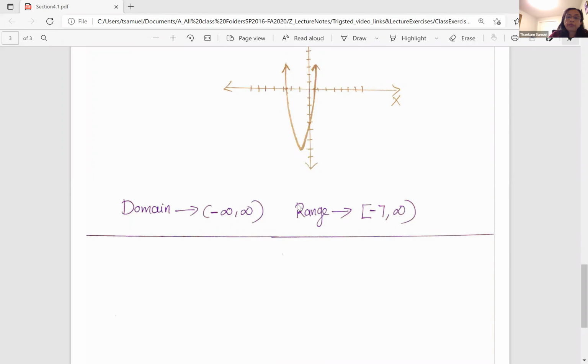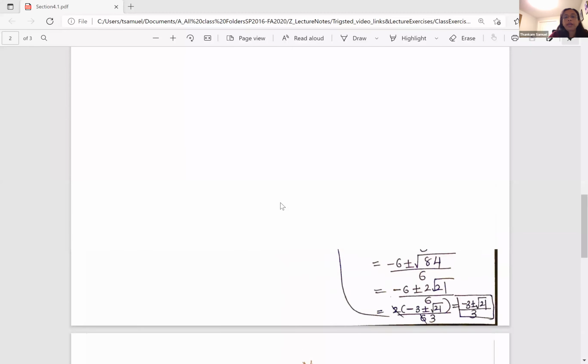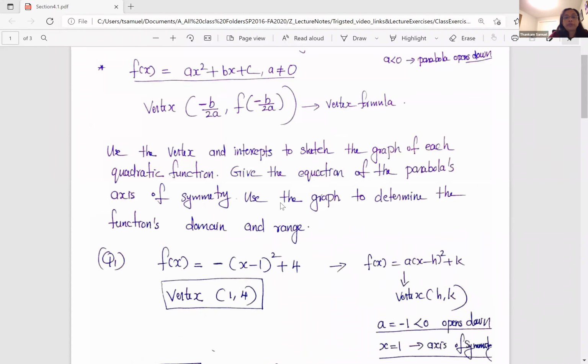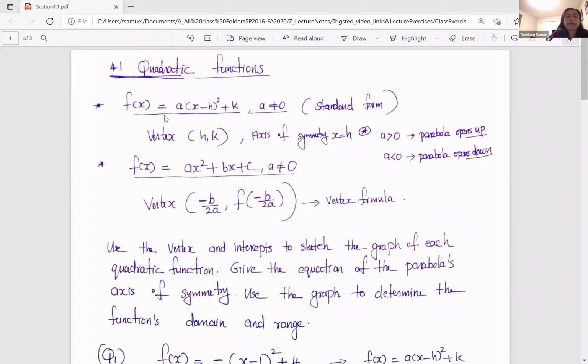So hope you understood how to graph the quadratic function in the two formats, like f of x equals a times (x minus h) squared plus k, and also f of x equals ax squared plus bx plus c.